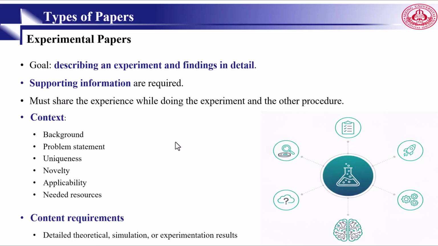Then we have experimental papers. An experimental paper is written for the purpose of describing an experiment in detail. You have to mention the experiment with supporting information and data. And in this type of paper, we have to share our experience while doing the experiment and whatever we did. So normally there are some main parts like background, problem statement, uniqueness, novelty, applicability, and we have to have resources.